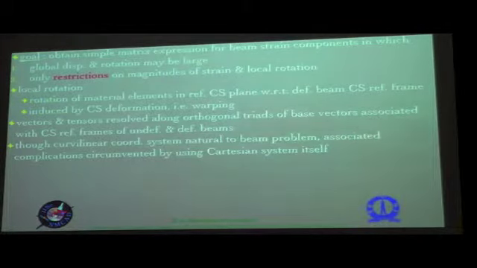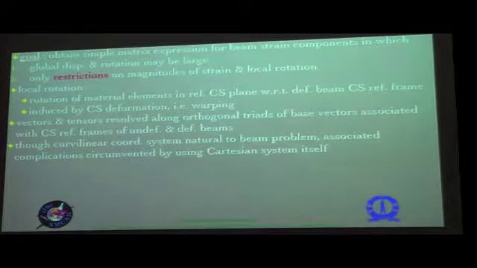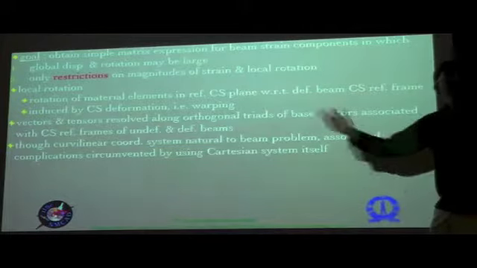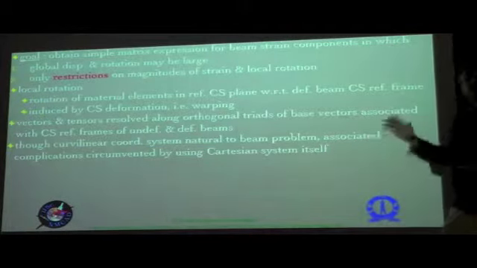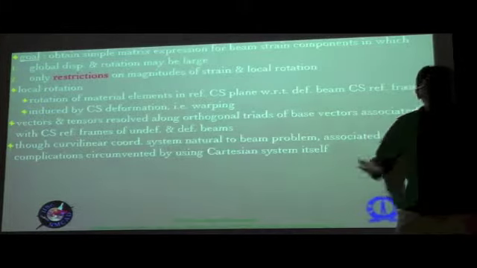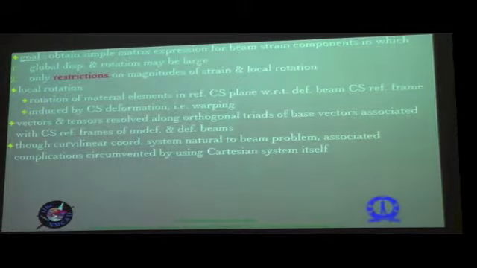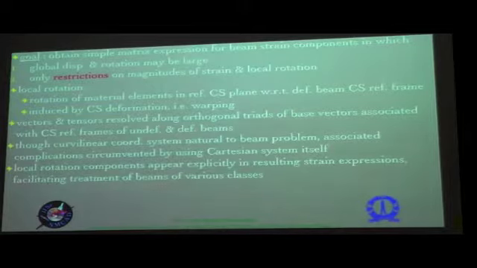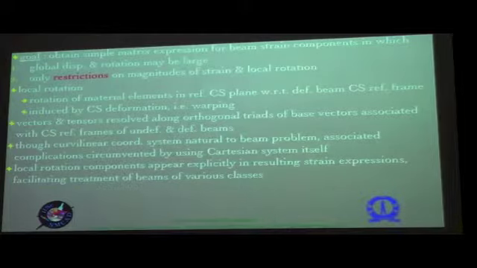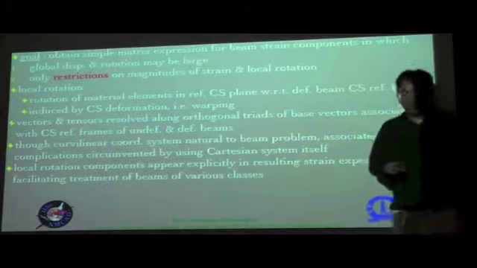But in the approach that we are taking, though the curvilinear coordinate system is natural to the beam problem, there are certain complications which are associated with the curvilinear coordinate system. Not that it cannot be done, it can be done. But for our purposes, we will just restrict ourselves to a Cartesian system, and still we should be able to deal with such large rotations as well as initial curvatures and twists. So local rotation components appear explicitly in resulting strain expressions, facilitating the treatment of beams of various classes. So that's where you will see a difference.